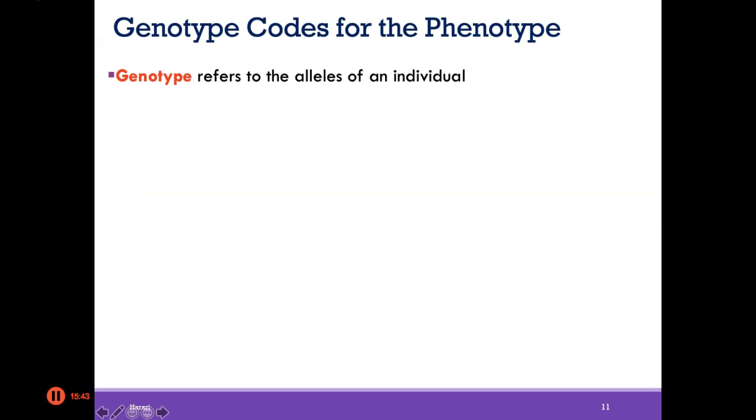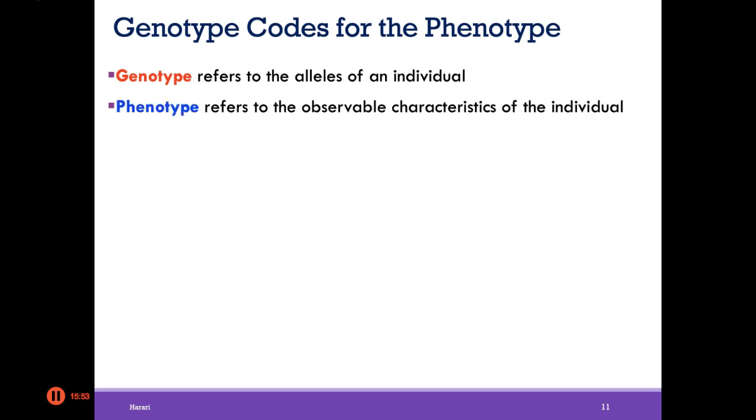So we said the genotype refers to the alleles of an individual. And those 2 alleles can be homozygous, meaning they're the same, or they could be heterozygous, right? The 2 alleles are different. And now we can introduce the concept of phenotype. So an organism's genotype is distinct from its phenotype, because phenotype refers to the observable characteristics of an individual.